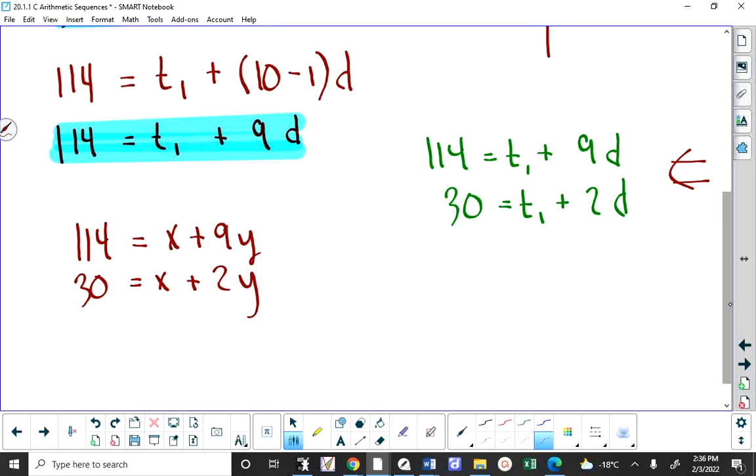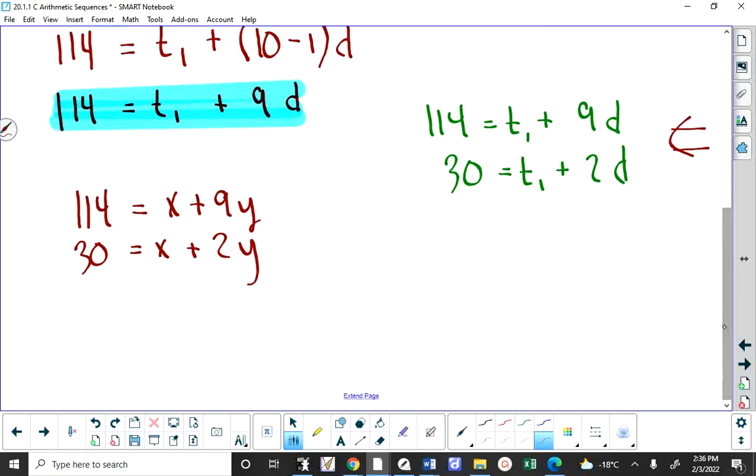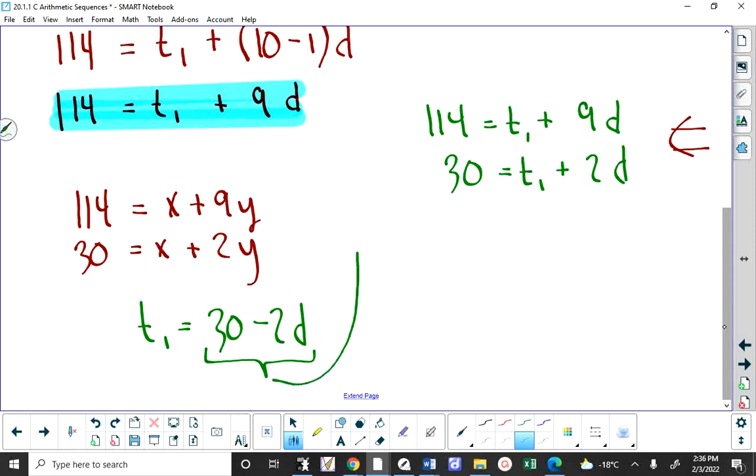Okay. So one of the things you could do is take, let's say, this equation here, the bottom one, and rearrange it for T1 to get T1 equals 30 minus 2D. And what would you do with this 30 minus 2D? Boom. And you would be using the method of substitution. Now, I notice you're not writing this down, and that's good because you have to make a decision here. If you want to do it that way, we can do it that way.